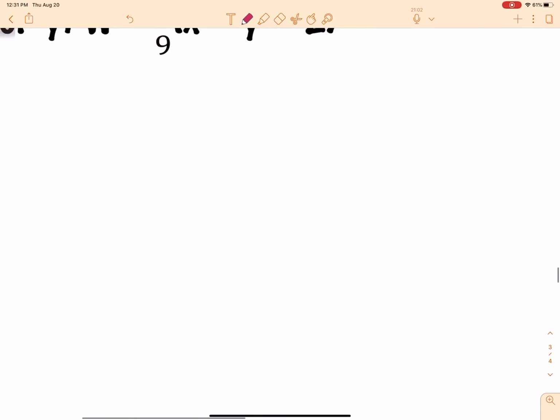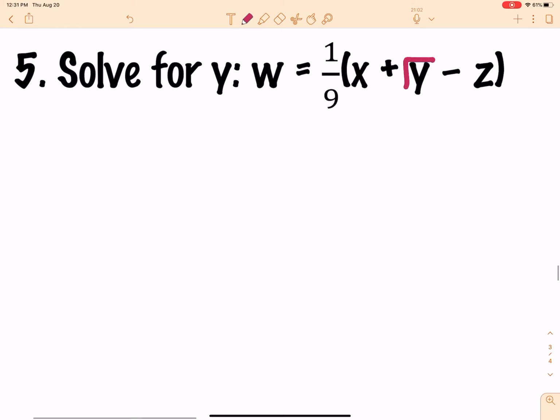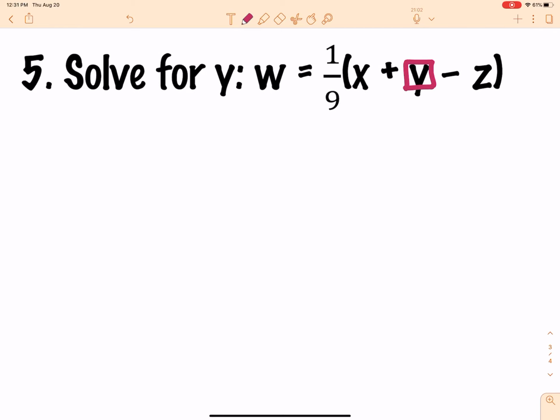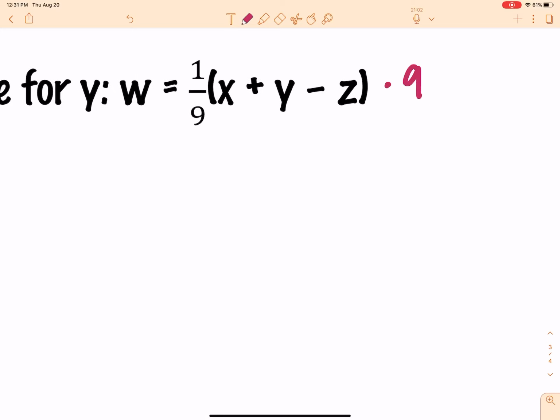Okay, last one before I let you do one by yourself. This one says solve for y, so we want to get y by itself here. This is the exact same thing we just did on the previous problem. In the previous problem, it said divide by 9 like this. This means the exact same thing, 1/9 times all this. So to clear fractions, we multiply both sides by 9. That way this clears out. So I'm left with 9w equals x plus y minus z.